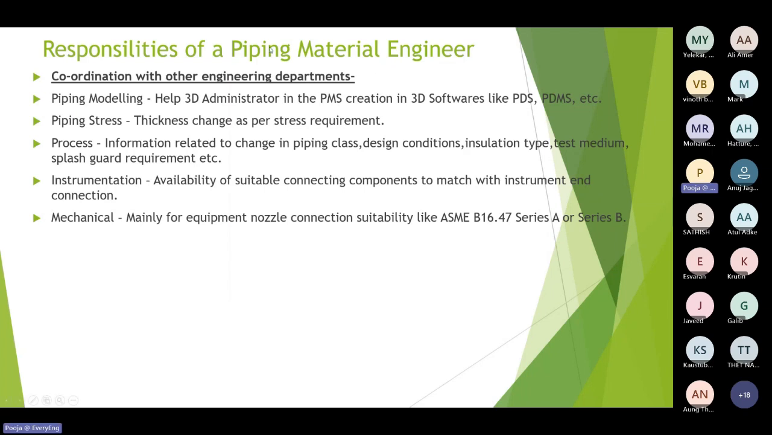Okay, and also as a piping material engineer, we have to coordinate with different departments: process, instrumentation, mechanical, and also the different 3D model software. But that software should also be cataloged as per the PMS document. So as a piping material engineer, we have to coordinate with the 3D administrator. A lot of things we have to coordinate with different departments to streamline the project, for the smooth flow of the project.